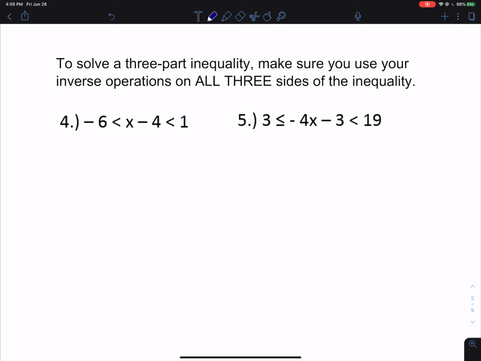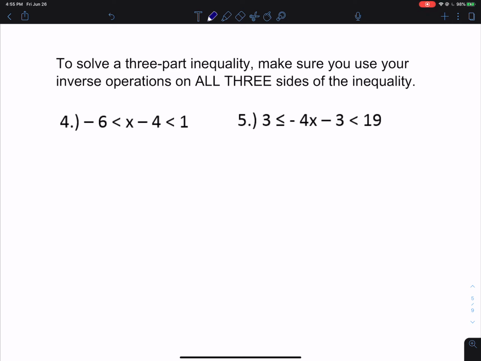Let's look at how to solve three-part inequalities. If we're trying to solve a three-part inequality, we need to make sure that we're using our inverse operations, so we're undoing stuff on all three sides of the inequality. So our goal is still to get the variable totally by itself.